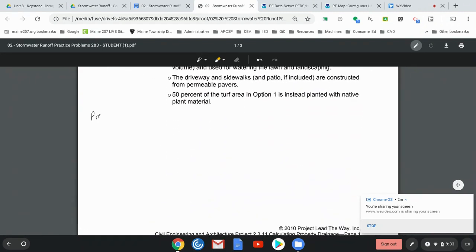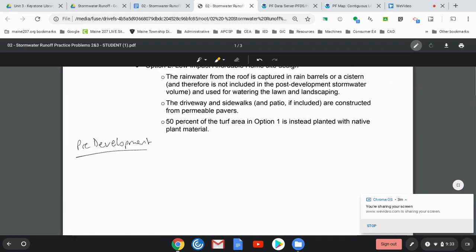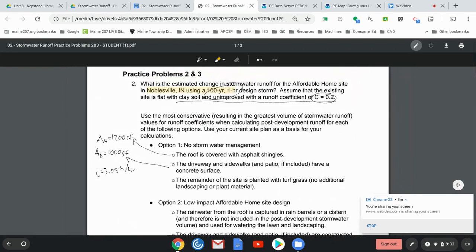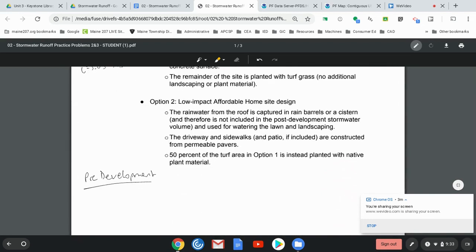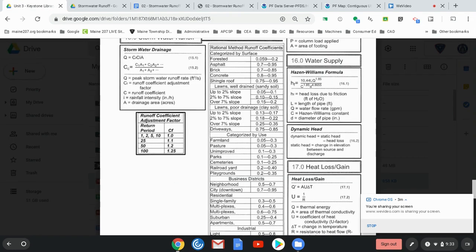So for pre-development, if you go through Revit and take a look at the site, the area of the site is 1/2 acre. That's the overall area of the site, approximately. So area is 0.5 acres. We've already said I is 3.05 inches per hour. C, they told us, is 0.2, and CF for a 100-year storm is 1.25.